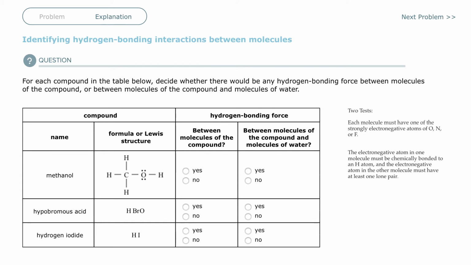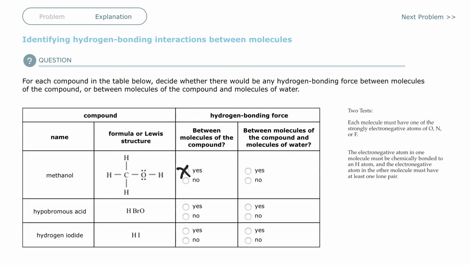So the question is, between molecules of the compound. Let's say you've got two of these methanols. Could they act together so that one molecule of methanol has some kind of attraction for another one of methanol? I see oxygen and I see hydrogen, so yes, that would be possible. Now, between molecules of the compound and molecules of water.